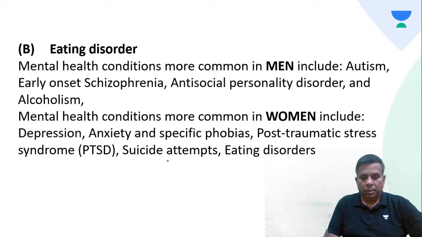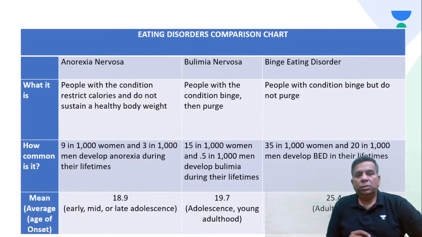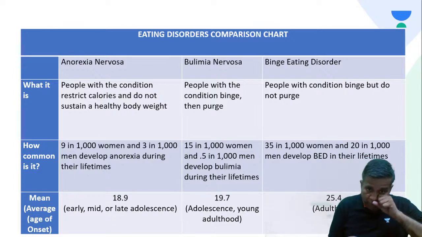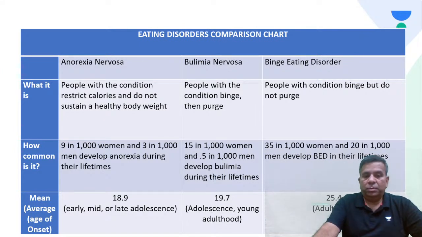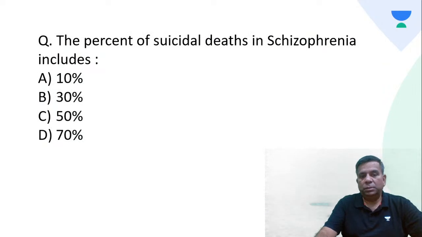So this is the list we have: anorexia nervosa, bulimia nervosa, and binge eating disorder. 9 out of 1000 in women and 3 out of 1000, and bulimia nervosa is 15 out of 1000. So bulimia nervosa and anorexia nervosa remain the limelight of the topics, and the average age is around the same.